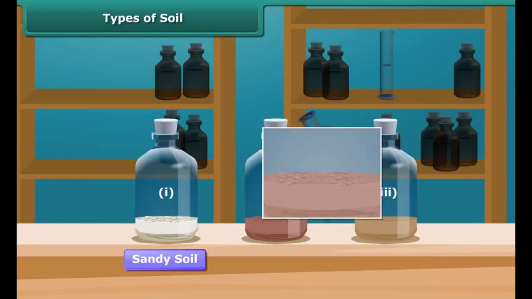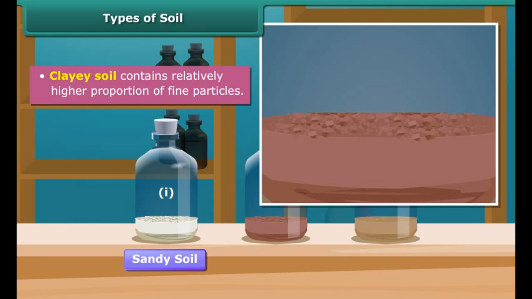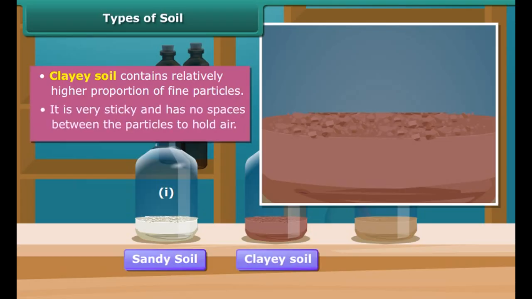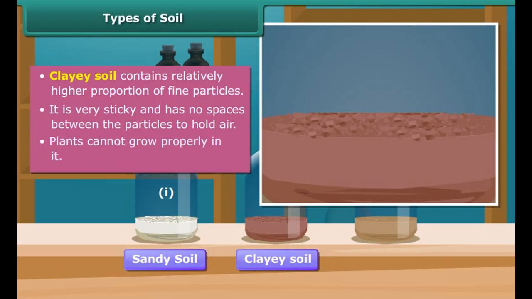Let's observe second sample closely. It contains relatively higher proportion of the fine particles. So it is a clayey soil. It is very sticky and has no spaces between the particles to hold air. Therefore, plants cannot grow properly in it.